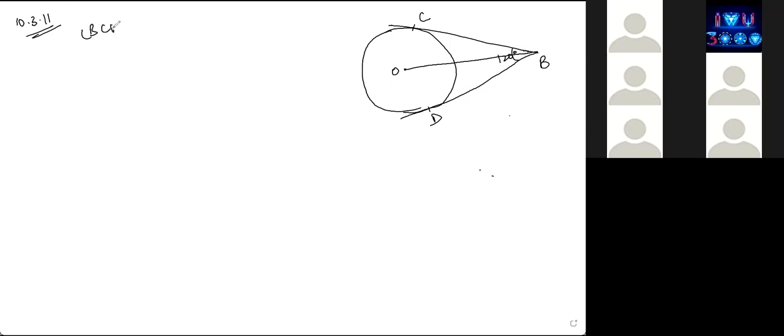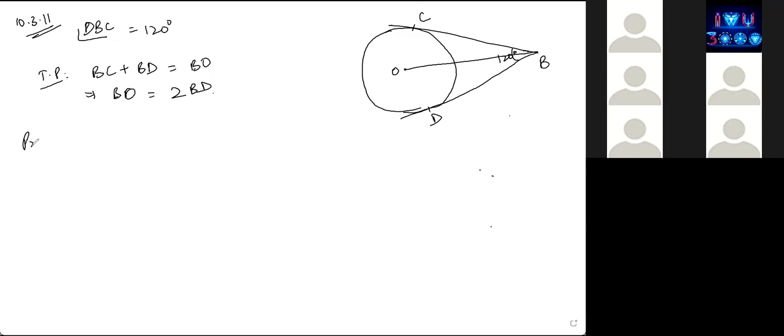So angle BCD equal to 120 degrees. So to prove is BC plus BD is equal to BO. Ma'am, you wrote angle BCD instead of DBC. Ah, yeah, thank you. That is a very dangerous mistake to make. DBC, right. Or in other words, because BC equal to BD, we need to prove that BO is equal to 2 times BD. Proof.